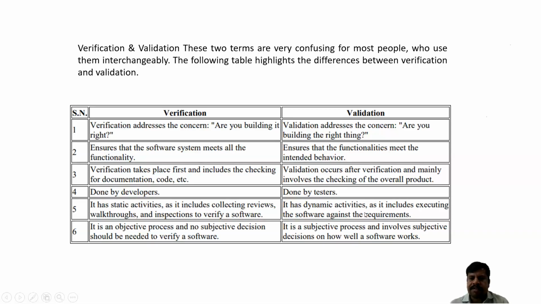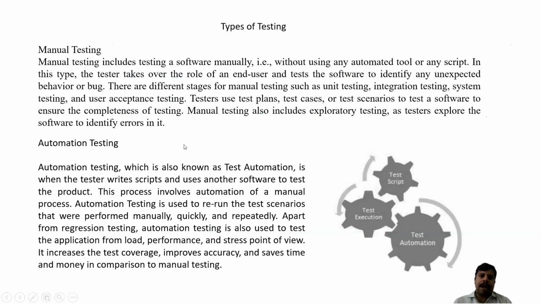It has dynamic activities, as it includes executing the software against the requirements. Validation is a subjective process and involves subjective decisions on how well a software works. Okay, so these are the major scenarios which distinguish the verification and validation processes.